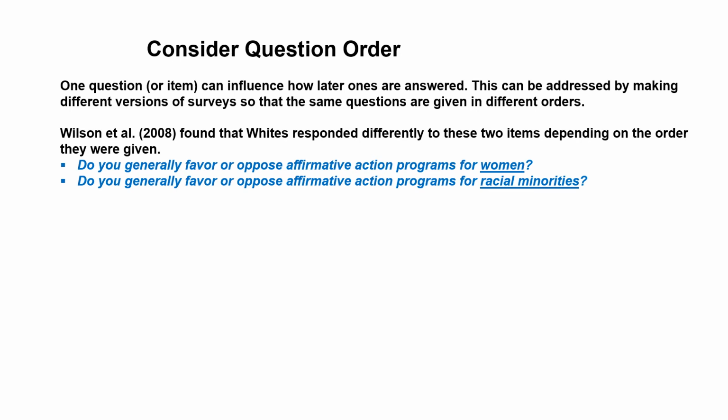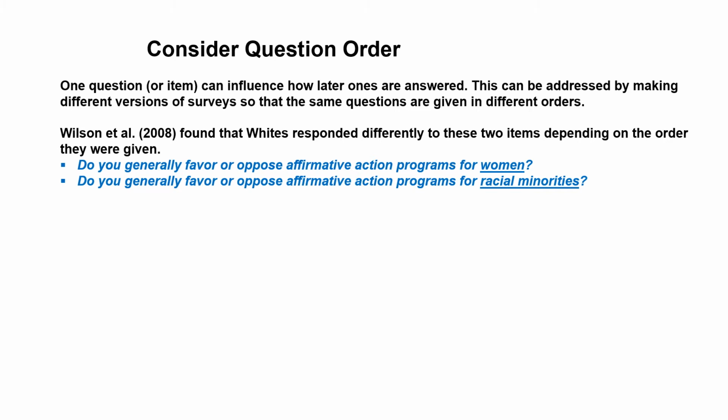Another component to be concerned with when writing your questions is to consider the question order, because one question can influence how later ones are answered. If you ask a question earlier on that basically keys people into a certain thing, then your participants are going to respond after being keyed into that thing. So it's a priming thing in psychology, where various different topics can be primed. They're in your mind now, and now you're thinking about them. Because you're thinking about them, it can change your actual responses.